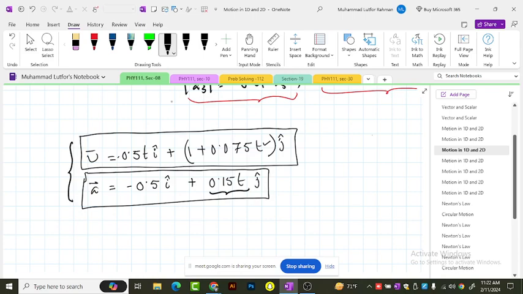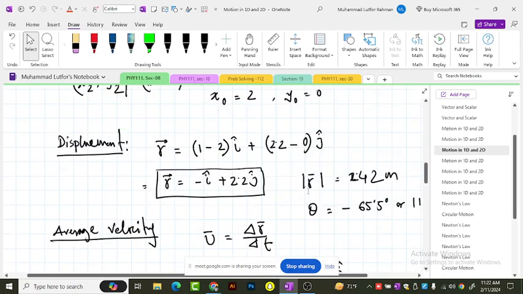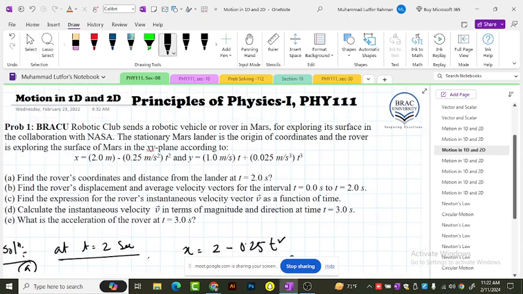Yes, sir. Even if you are very smart, if you just look at these two equations, this is the position function over here.